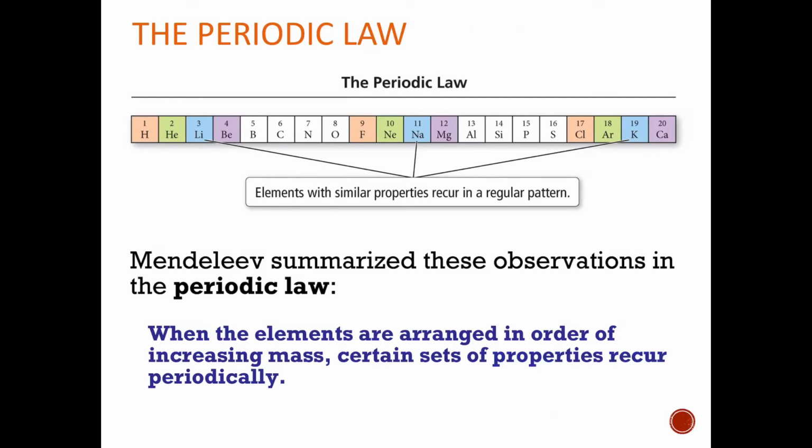But periodic law says that if you put elements in order of increasing mass, certain sets of properties reoccur periodically. So like lithium, sodium, and potassium, those are all water reactive. Those are all alkali metals, and they happen every 8 elements. And then, like beryllium and magnesium and calcium all have similar properties, and they happen every 8 elements. And so he said, okay, there's this thing that happens. Every 8 elements, we have a recurring pattern.